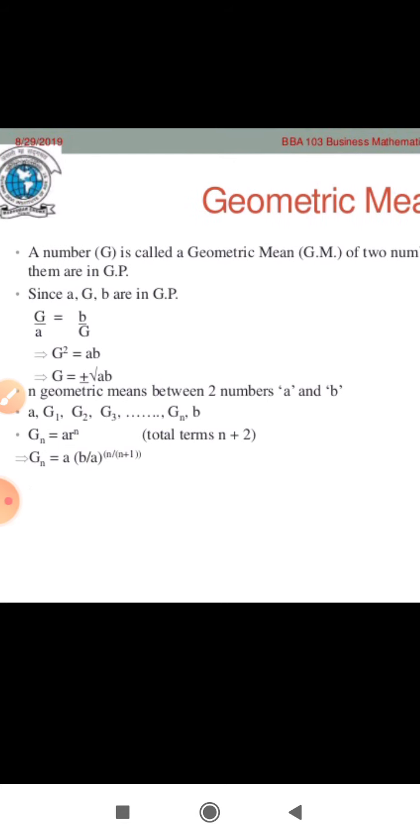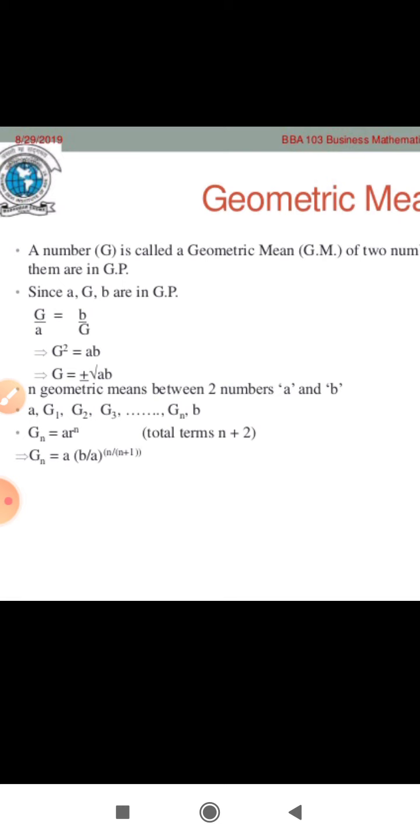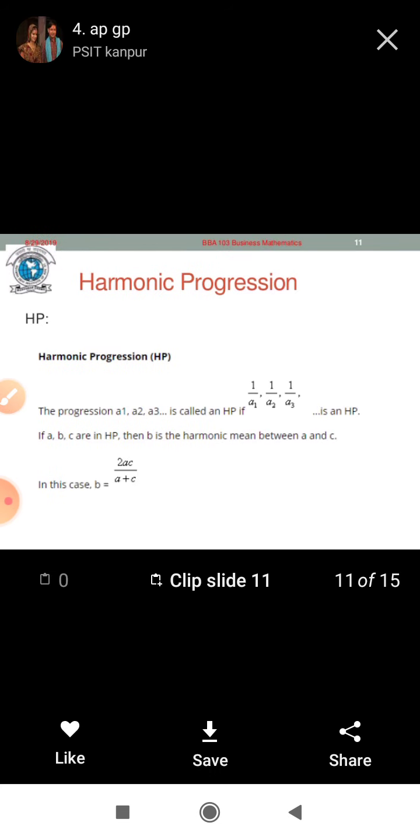In a similar way, if we have n geometric means between a and b, then Gn is equal to ar to the power n. So Gn is equal to a (b upon a) to the power n upon n plus 1.